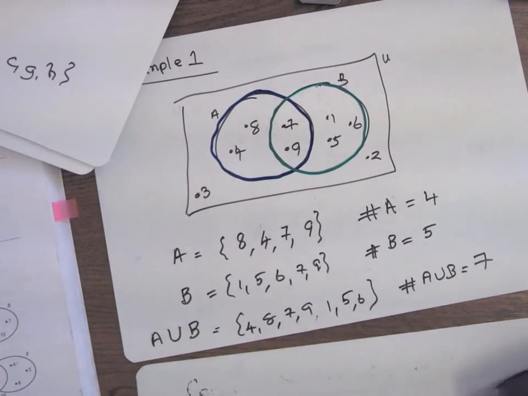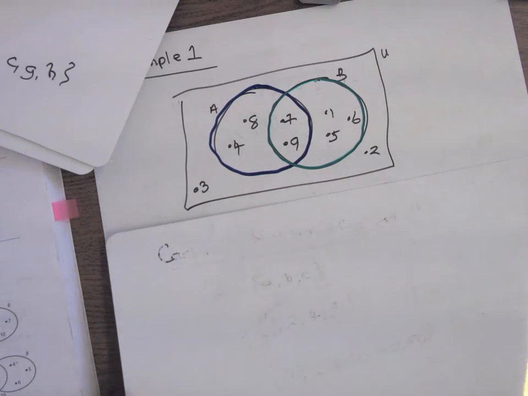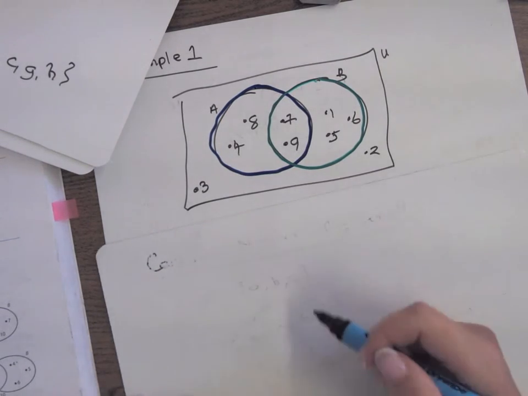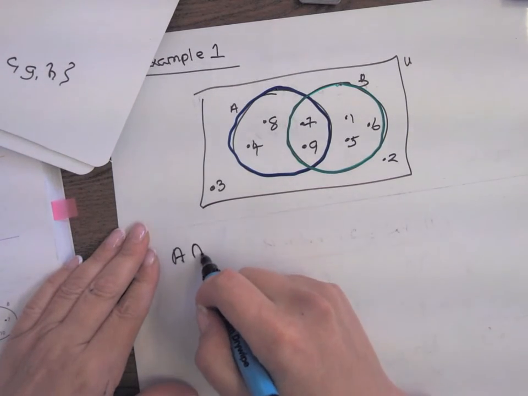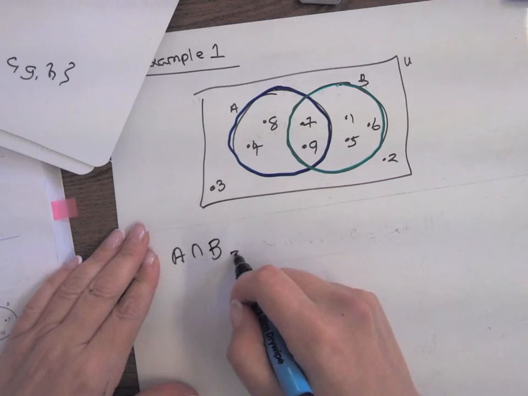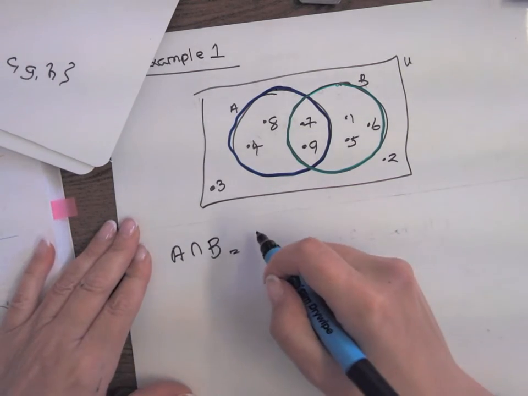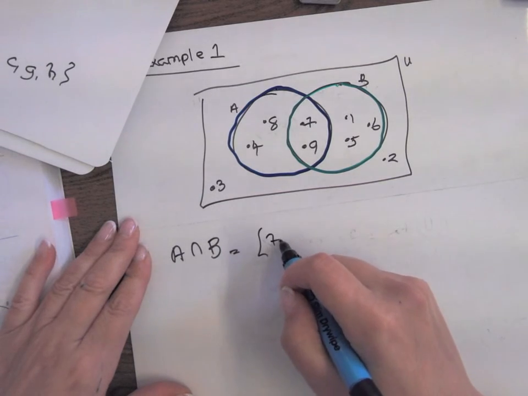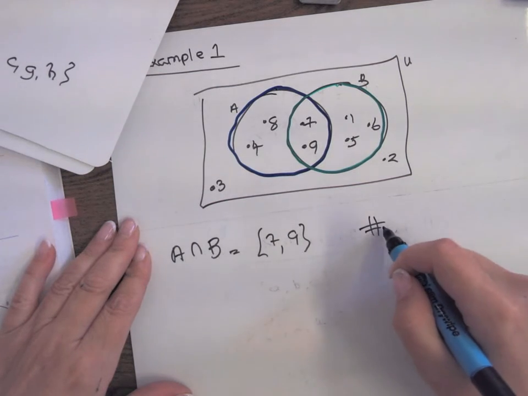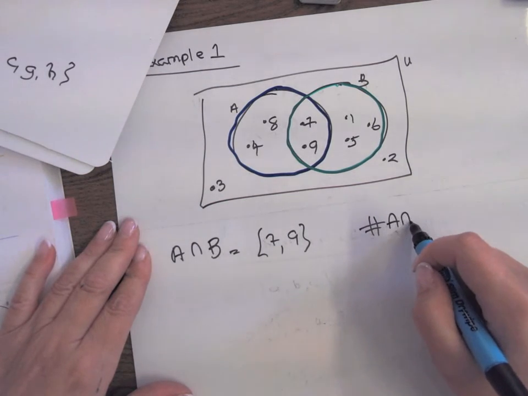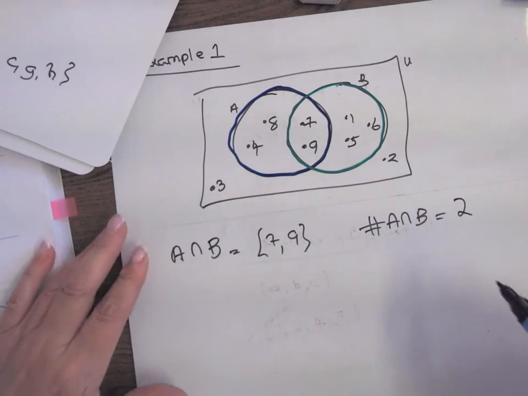Same diagram. If I said this symbol, what am I looking for? What's it called? Intersection. And what's the answer? 7 and 9. It's where they overlap. If I did the cardinal number of A intersection B, what would the answer be? 2. Don't list them, just count them for me.